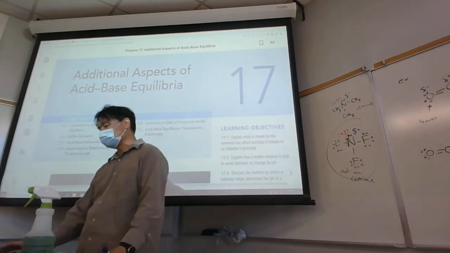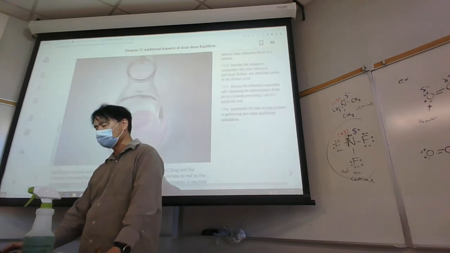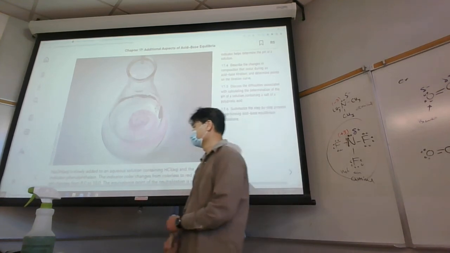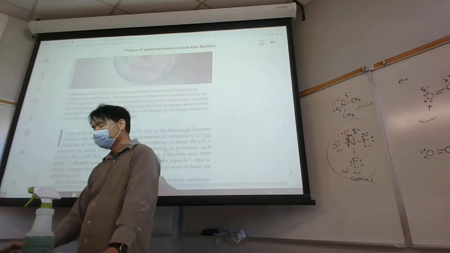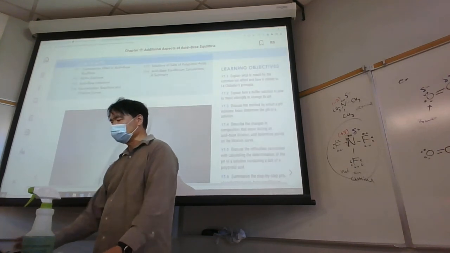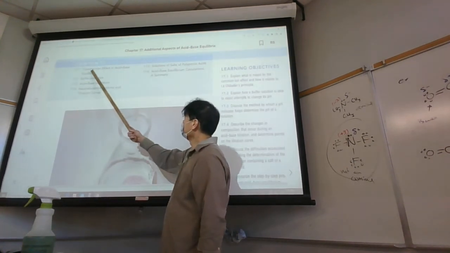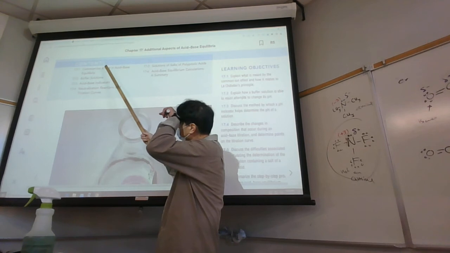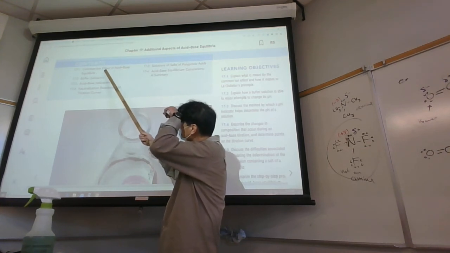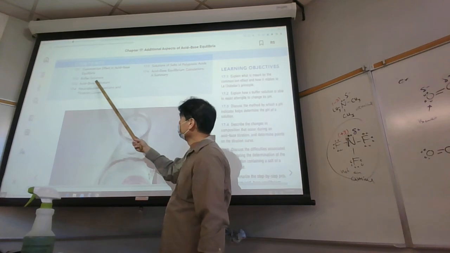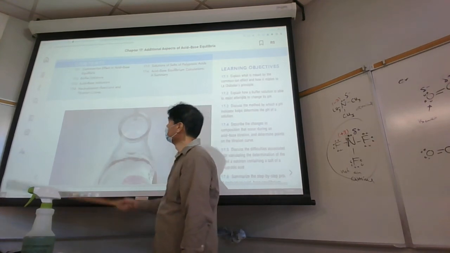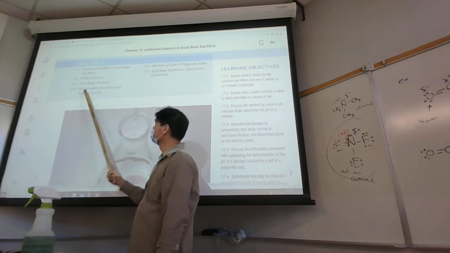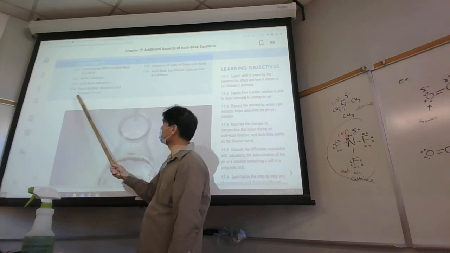Here we're going to look at more complicated mixtures in chapter 17. Here we've got the titration, phenolphthalein indicator. So we'll be looking at titrations, but when we look at the sections here, 17.1, common ion effect. We've already been talking about the common ion effect. In 17.1, we're going to be looking at different mixtures. In 17.2, we look at one specific type of mixture, a mixture of a weak acid and a weak base. Those are called buffers. In 17.3, indicators.